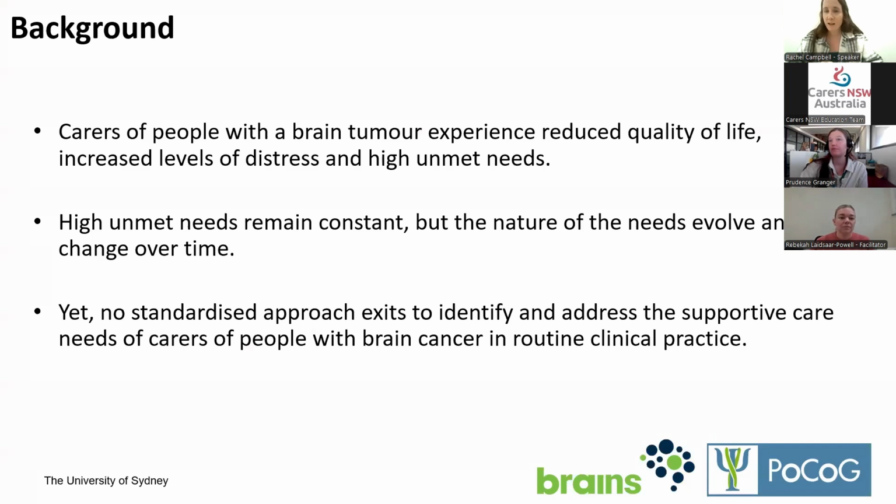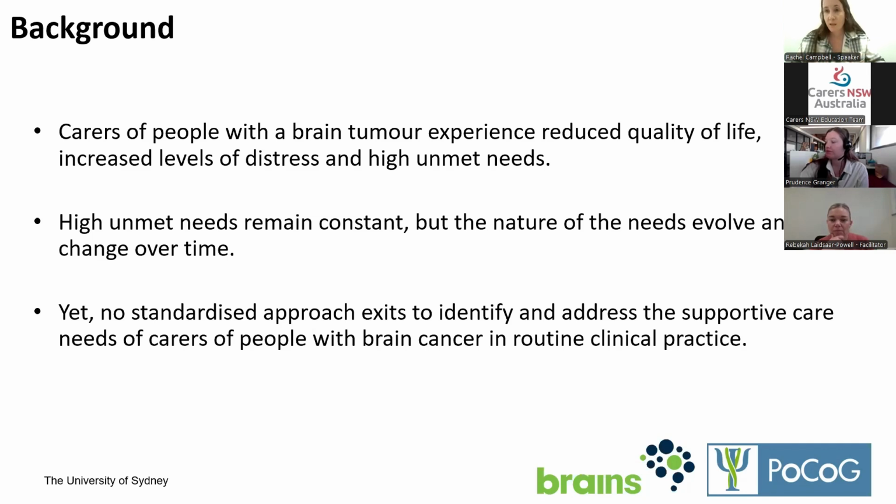So I just want to provide a little bit of background before I go into telling you exactly what we did. But much like carers of people with other chronic illness, carers of people with a brain tumor experience reduced quality of life, increased levels of distress, and very high unmet supportive care needs. And we know from previous research that these high unmet needs remain constant over time, but the type of needs that the carers have do evolve and change considerably over time.